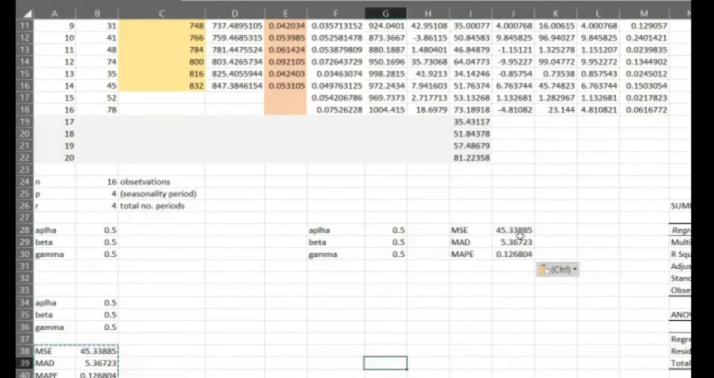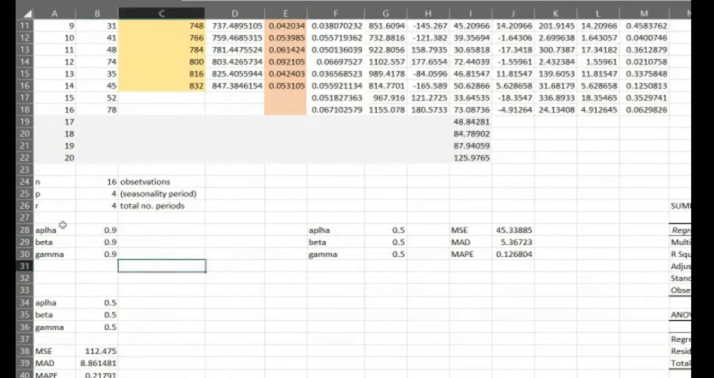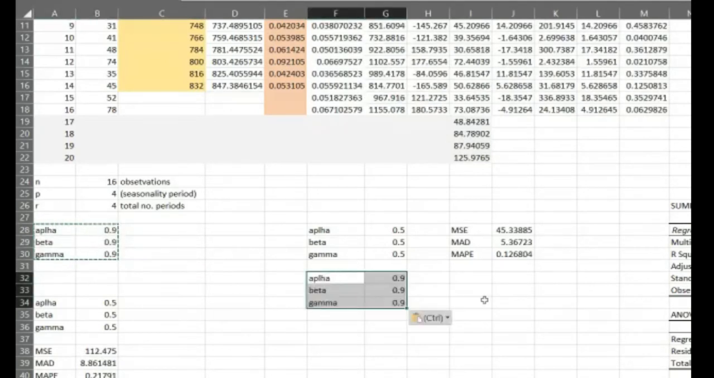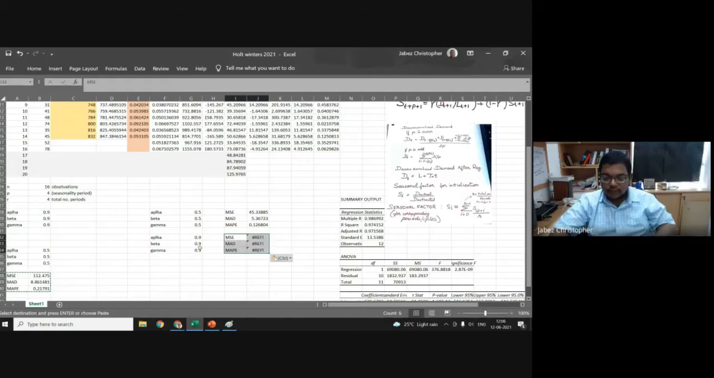So for these values of alpha, beta, and gamma, I'm getting this. Suppose for these other values of alpha, beta, gamma, I'm getting this. Paste values. Okay, so these are the different error values I'm getting for different values of gamma.